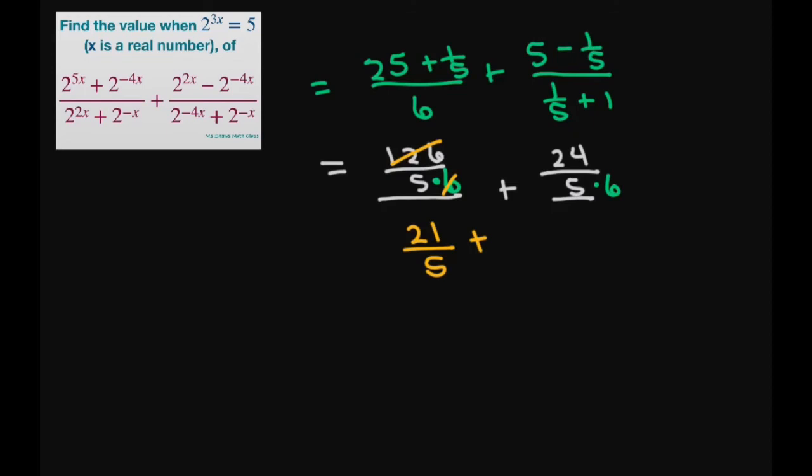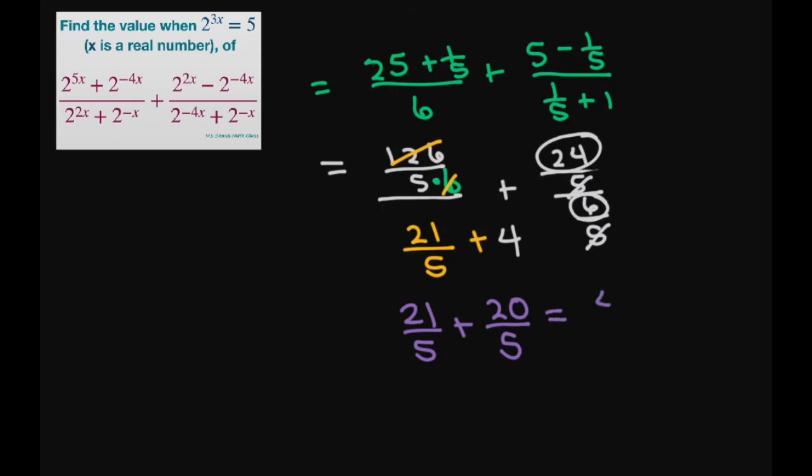Sorry, I messed this one up. This is 24 divided by 5, and this is 6 divided by 5. So basically the 5s are going to cancel out, and then you have 24 divided by 6, which gives you 4. So let's see what we get. This is 21 divided by 5, and 4 is 20 divided by 5, right? So that gives you 41 divided by 5, or you can write it as 8 and 1/5, or 8 plus 1/5.